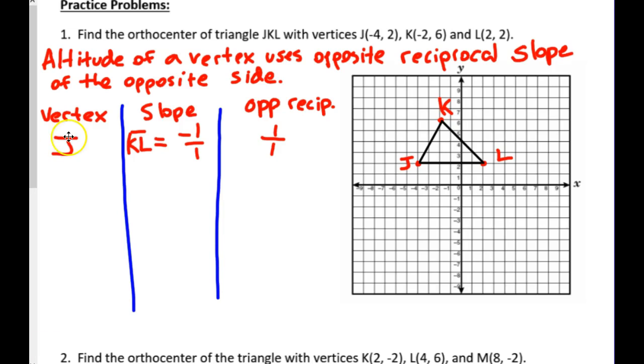So at J, we are going to use the slope 1 over 1. At J, rise 1, run 1. See these little points I put? At J, I'm using the opposite reciprocal slope, up 1 over 1. And then I'm going to draw that line, and that is the altitude from J to KL. Cool? If you can do that 2 more times, you will have an orthocenter.